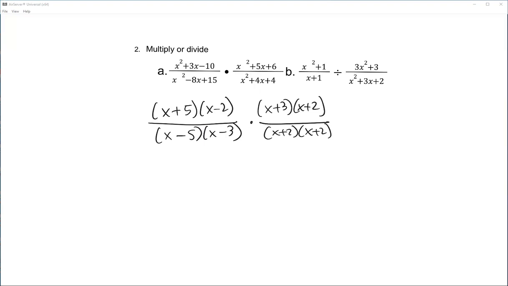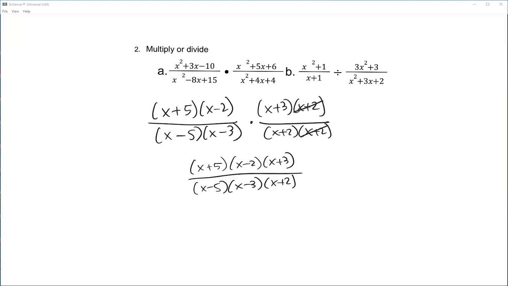Okay, and just simply cancel out whatever you can. I think that's it, right? That's all you can cancel. You can't cancel anything else out. So the final answer is just x plus 5, x minus 2, x plus 3, all over x minus 5, x minus 3, x plus 2. Just leave it like that, that's fine. Some teachers may ask you to FOIL everything out. For right now, this is good with me, at least with these level 1 questions. All right.